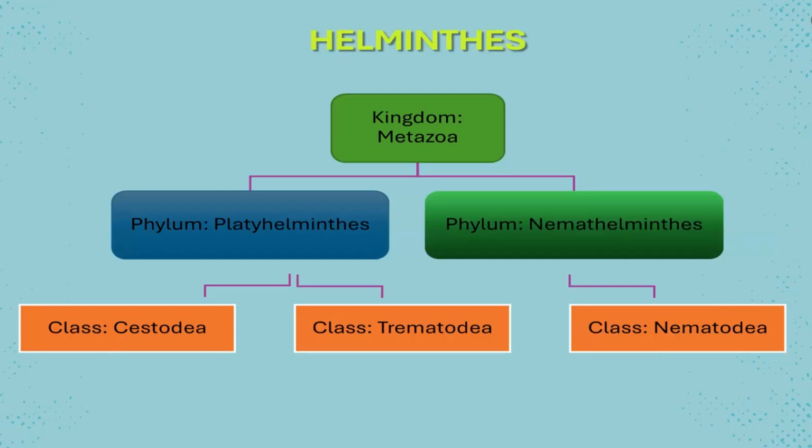This is a helminth, another organism. It is divided into two phyla: phylum Platyhelminthes and phylum Nemathelminthes. Platyhelminthes is also divided into two classes, Cestoda and Trematoda. And phylum Nemathelminthes has one class only, Nematoda. Okay, next.